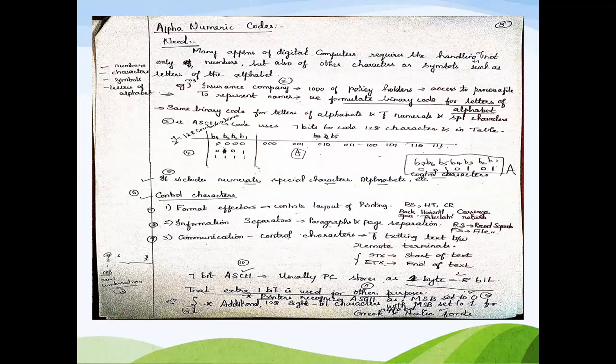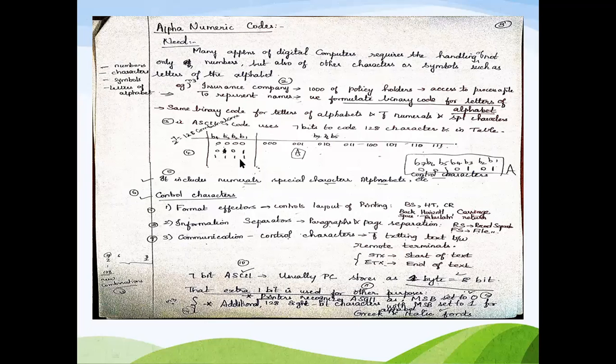In addition to that, it also includes characters like symbols, letters of an alphabet, and other special characters. So now the question is, how to represent these characters, symbols, and letters of an alphabet in the binary form that a digital computer can handle? So there comes the requirement of alphanumeric codes.